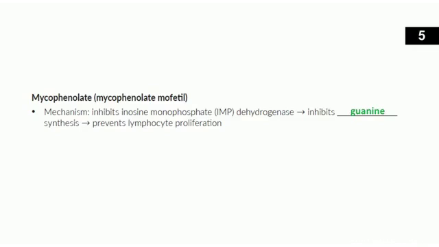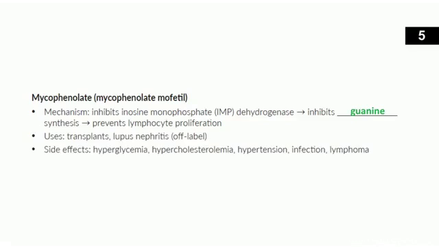So mycophenolate prevents the rapid proliferation of B cells and T cells. It's used in transplant patients and also off-label for lupus nephritis. And the side effects aren't terribly important, but it can cause hyperglycemia and hyperlipidemia, as well as increased risk of lymphoma and infections.